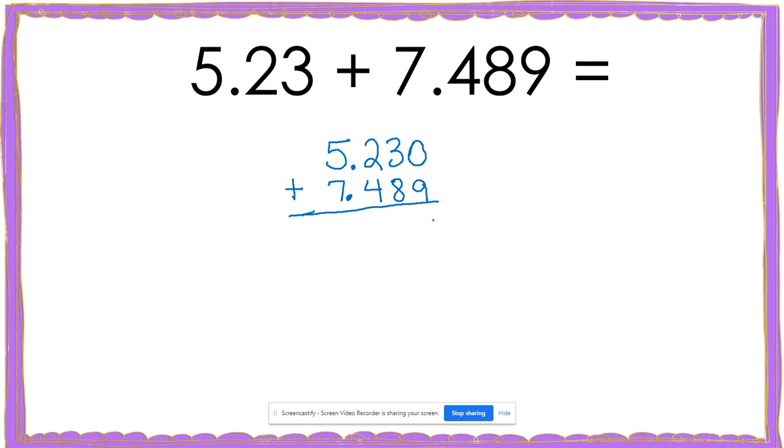0 plus 9 is 9. 3 plus 8 is 11, so I write my 1 and carry my other 1. 1 plus 2 is 3, and 3 plus 4 is 7. I'm going to bring down my decimal, and then I'm going to add 5 plus 7, which gives me 12. So the sum of these is 12.719, or 12 and 719 thousandths.